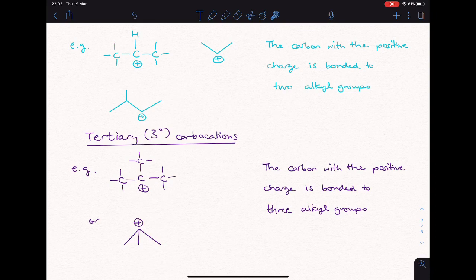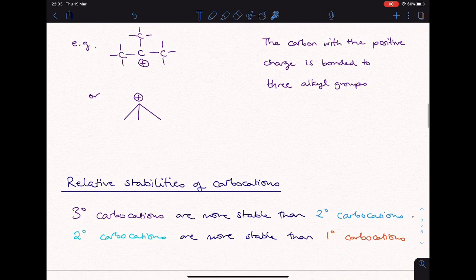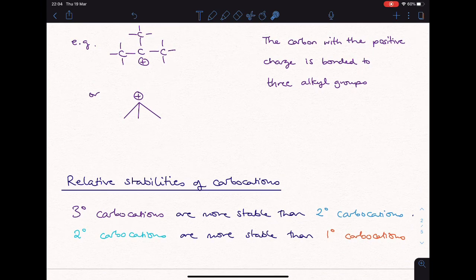The relative stability of these three types of carbocations can be summarized as follows. Tertiary carbocations are the most stable. They are more stable than secondary carbocations, and secondary carbocations are more stable than primary carbocations, which are the least stable.